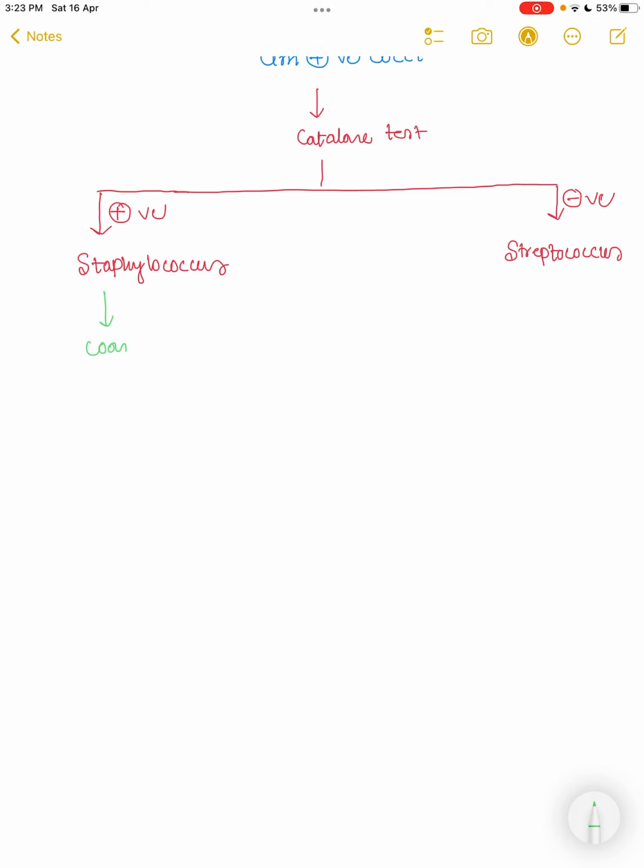coagulase test. And in coagulase test, it either becomes positive or negative. If it is coagulase positive, then it is Staphylococcus aureus, and if it is coagulase negative, then we have to do the next test, that is the novobiocin sensitivity.